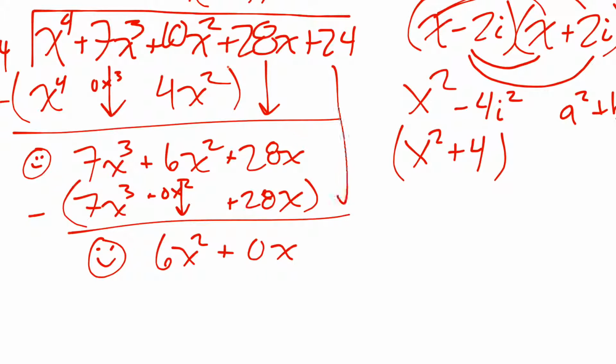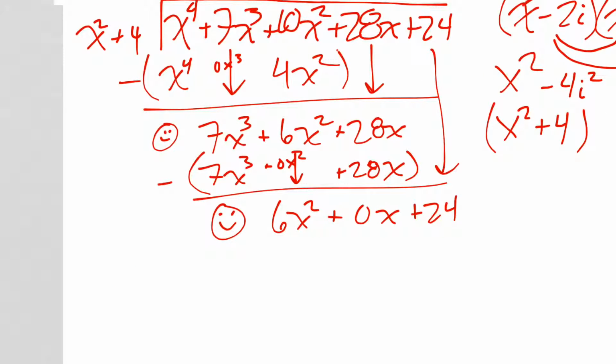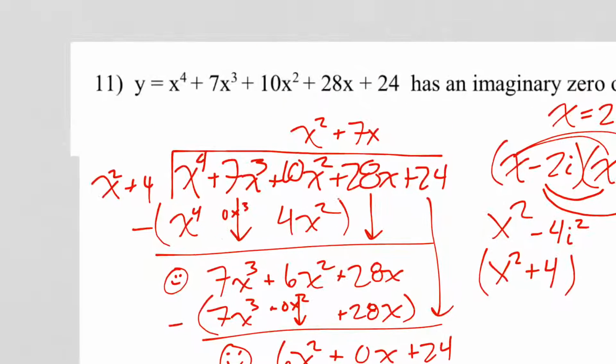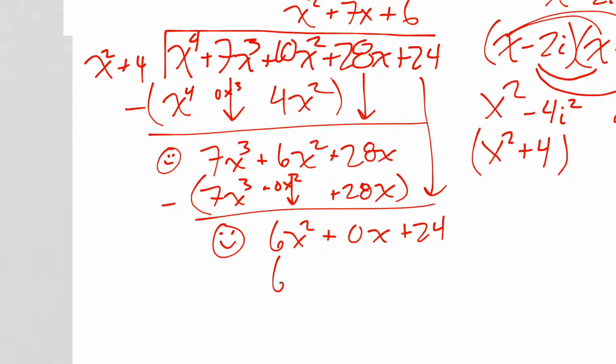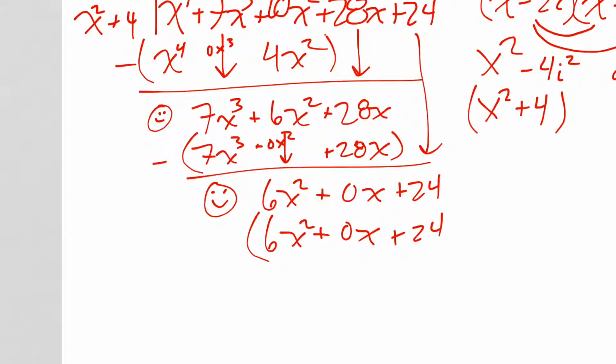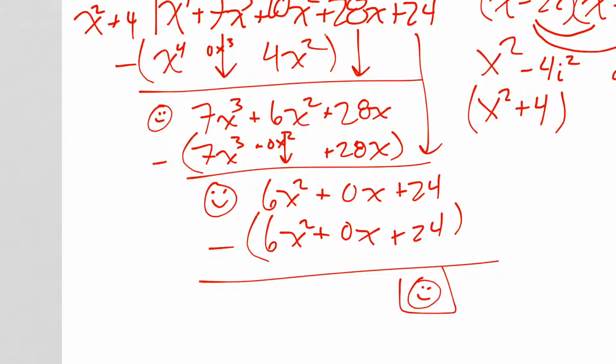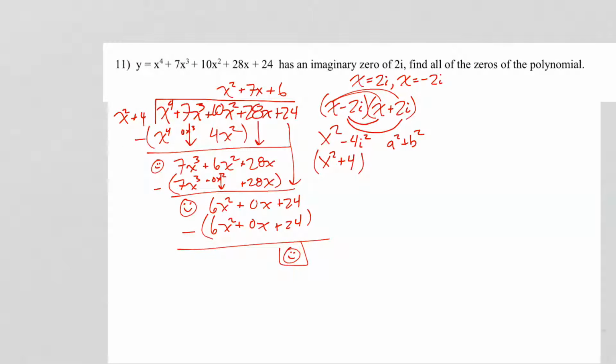And we drop our 24 down now, and we play the game one last time. We say x squared times what is 6x squared? Well, x squared times 6 is 6x squared, and 6 times 4 is 24. So look, we have a 0x term, and we're actually happy about that because we're subtracting this whole thing, and we get no remainder, which means that weird complex stuff actually worked out.